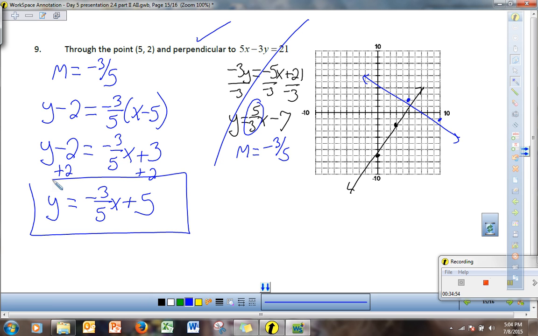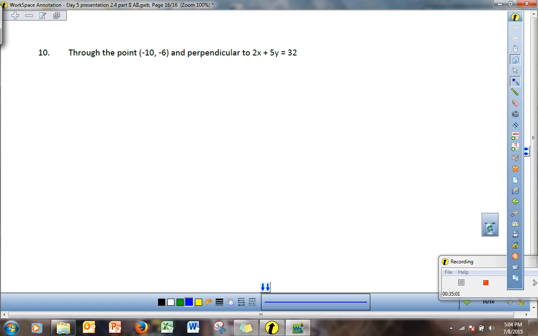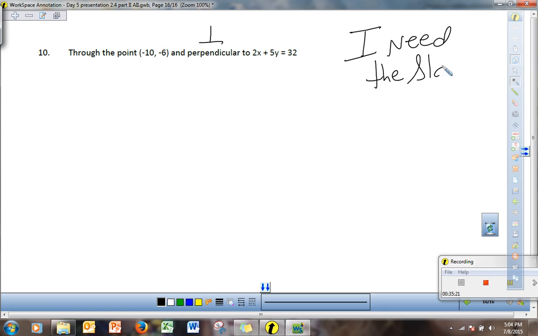I got one more to show you. The exact same thing, but we won't graph it, just to speed things up a little bit. So here's the last one. I'd like to write the equation of a line through the point -10, -6, and be perpendicular to 2x plus 5y equal 32. So once again, guys, I need the slope. That's all I need out of this. So let's solve it for y.